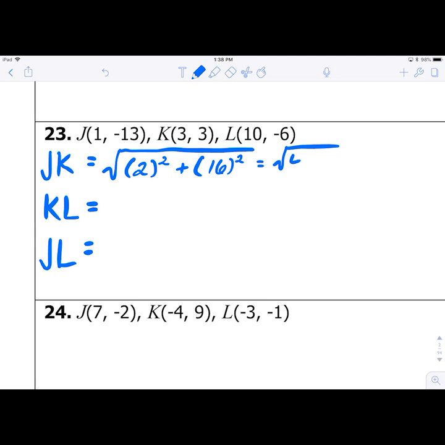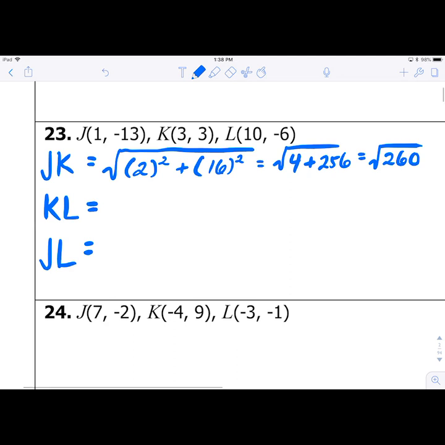I got 4 plus 16 squared. We might have to go to the calculator for that. That's 256. So this is the square root of 260.